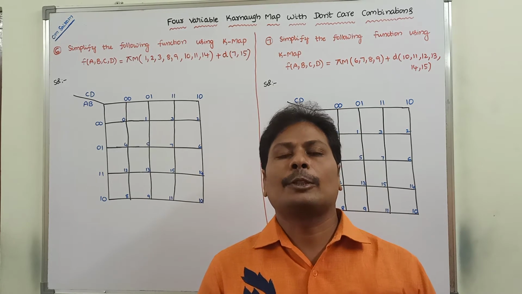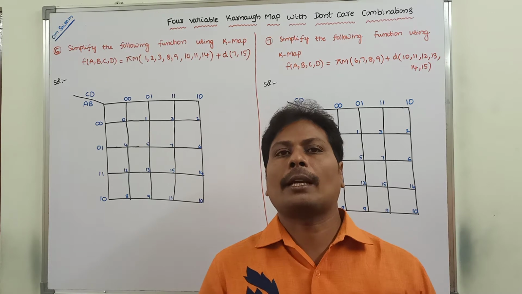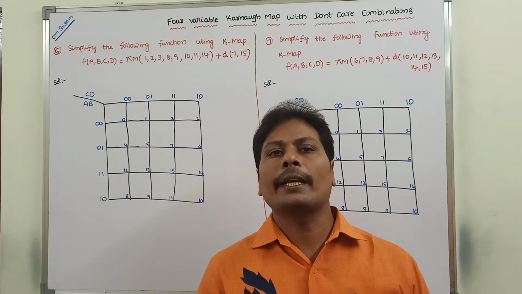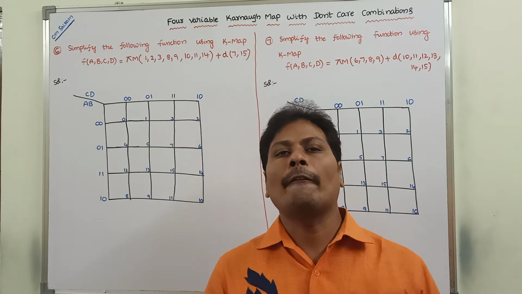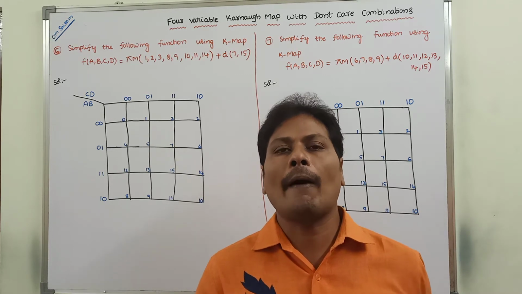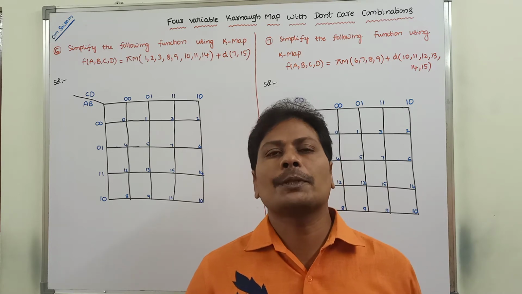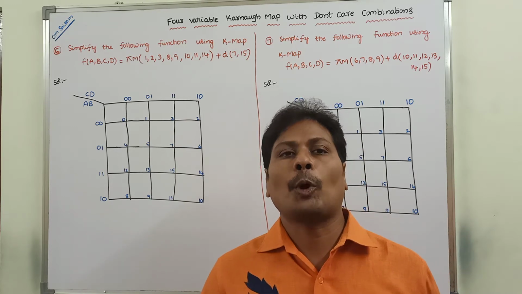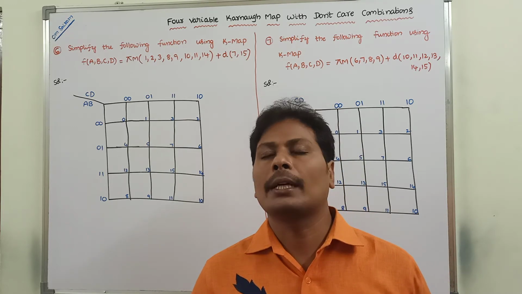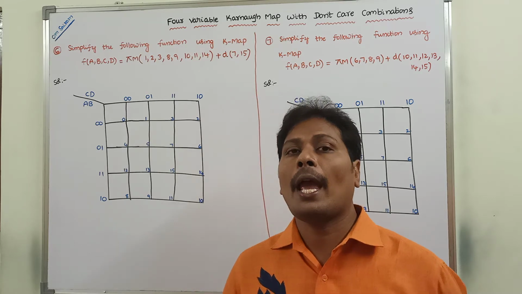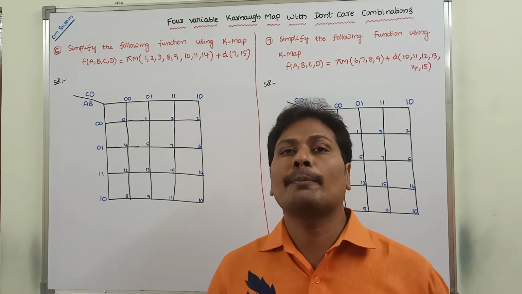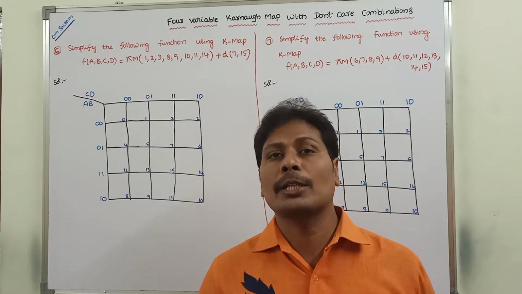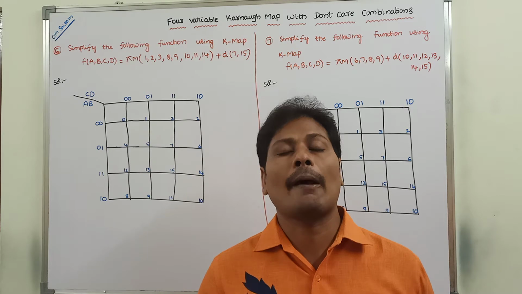Hi friends, today I am giving a lecture on simplifying the following Boolean function using a 4-variable Karnaugh map when don't care combinations are given. In the previous videos, we have already discussed 5 example problems on the same topic. Now in this video, we will discuss 2 more example problems where product of max terms with don't care combinations are given.